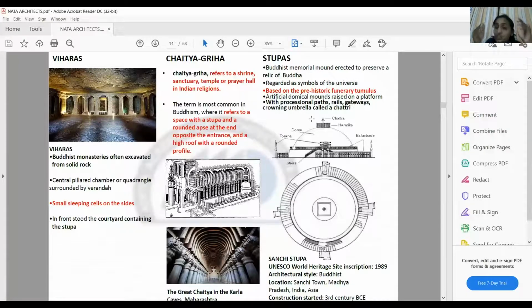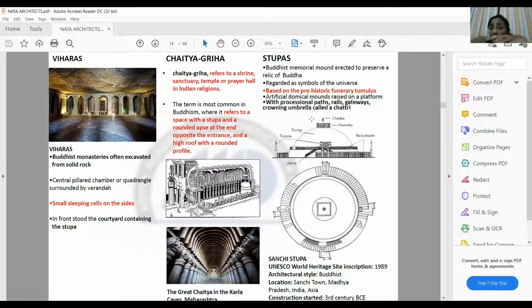The first one was the earthen mound, the simplest one. And then it became the dolmens, and then you have the Stonehenge. In a similar way, the construction of stupas was taken from the prehistoric period itself, that is the earthen mound, which was referred to as the tumulus. Mainly, it consists of again four entry gateways, which were referred to as the toranas.